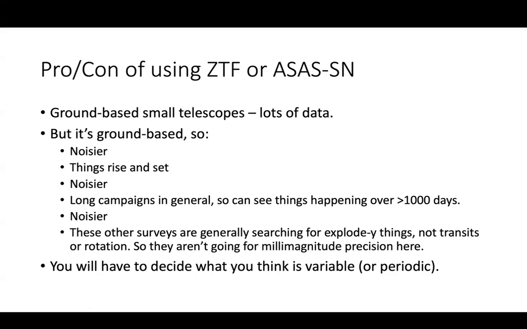Now, remember that both ZTF and ASAS-SN, the science driver for those campaigns are explodey things, supernovae and other kinds of exploding stars. So they're not trying to go for exoplanet transits. They're not trying to go for stellar rotation. So those pipelines are not trying to go for millimagnitude precision. So you are going to have to work hard if you want to do really precise photometry. But if you want to use their pipelines and you're not going for millimagnitude precision, then you're good.